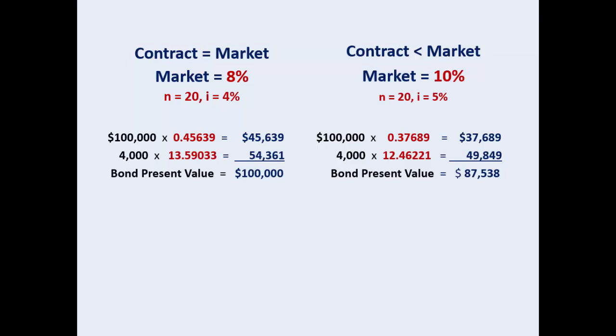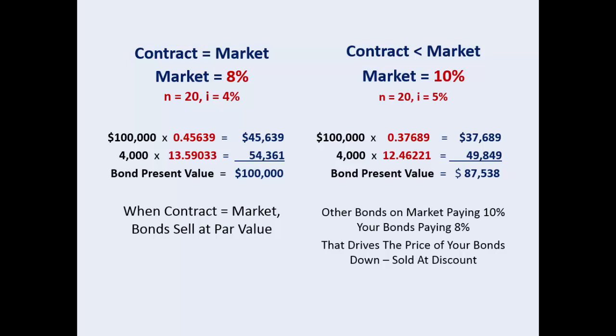So another way to remember this, keep in mind, if your bonds are paying 8%, but market is 10, that means there are other bonds out there paying more cash interest, which means yours will sell for a lower price or a discount. Contract equals market, sells at par. When it's lower, it sells at a discount.